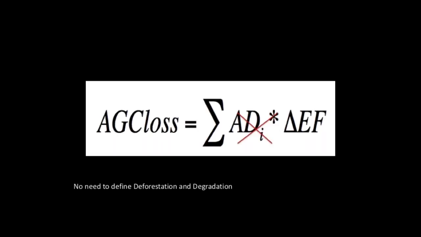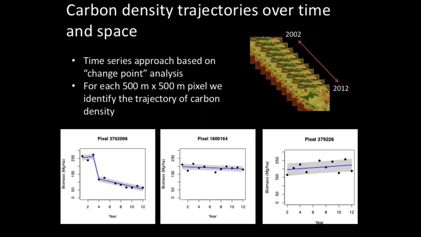And that is exactly what we're trying to do. Instead of looking at the difference between a map at time one in the year 2000 and a map in 2010 and trying to come up with the area change, we said, no. Let's look directly at the changes in carbon density. Our carbon density in the forest, for each pixel, how this carbon density is changing over time. Let's build a time series, a trajectory of the carbon density for each pixel over the map.